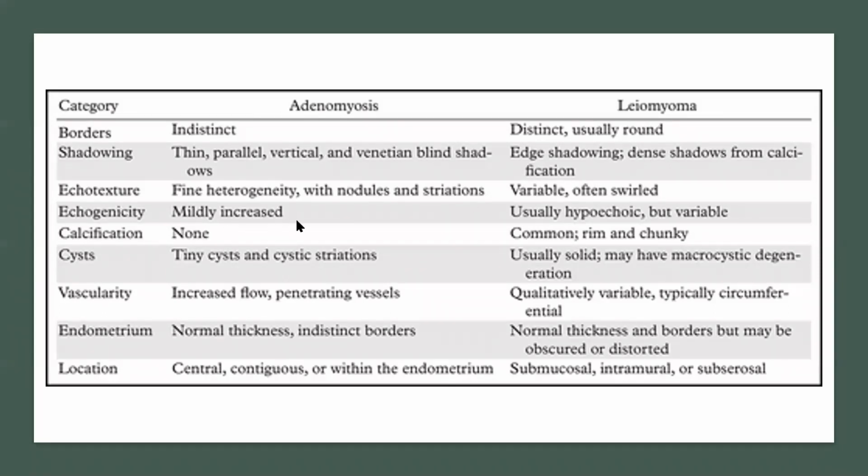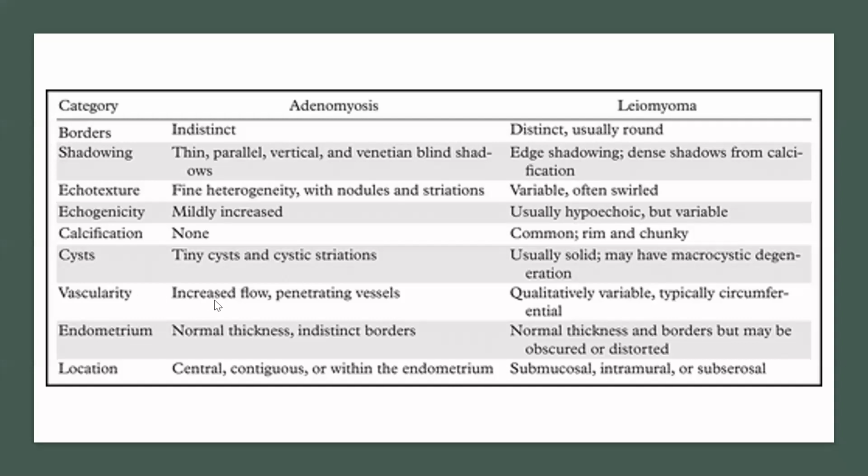No calcification in adenomyosis, no calcification. In leiomyoma it's usually hyperechoic and calcified, and it's common to find the calcification. It will be chunky calcification with the leiomyoma. The cysts, we find tiny cysts, very, very small tiny cysts, as I showed you. Cystic striations, as I showed you many pictures of the adenomyosis, but with leiomyoma, usually it would be solid and it has macrocystic degeneration. We know that fibroids degenerate.